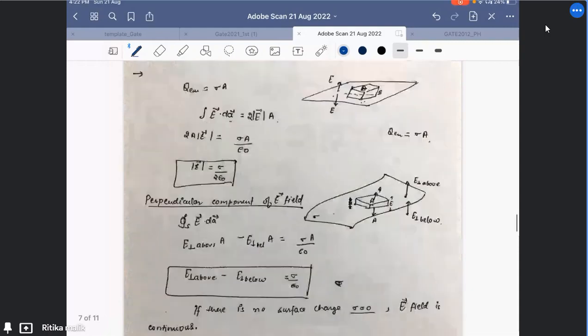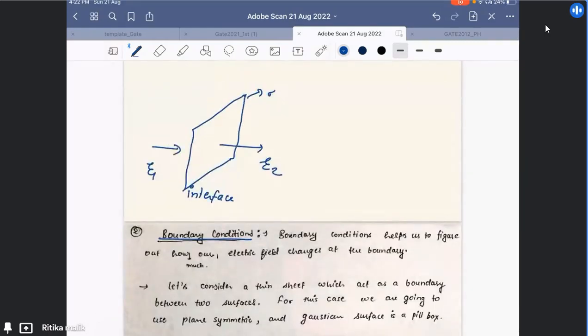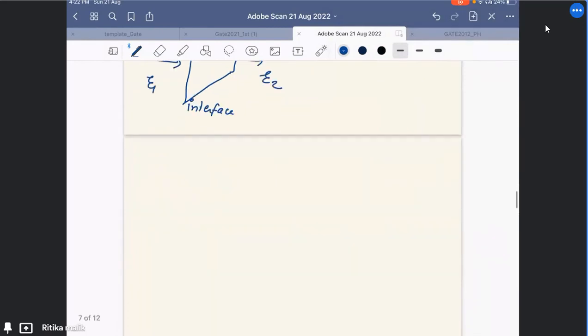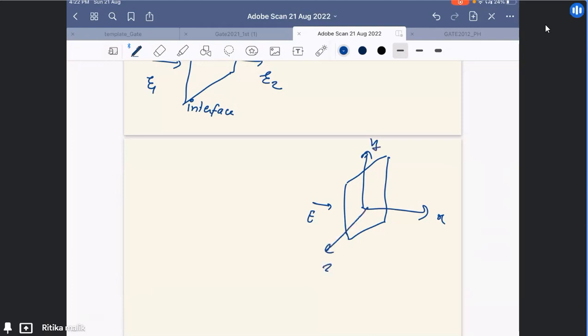For example, let us consider the case that we have an interface. So we have an electric field E. So what are the possibilities? Let's say X, Y, Z. What is the possibility that the electric field has a component which is perpendicular to this interface, and it may also have a component which is parallel to this interface? I have drawn it wrong. Let's consider that the electric field is something at an angle. So it may have a parallel component like this.